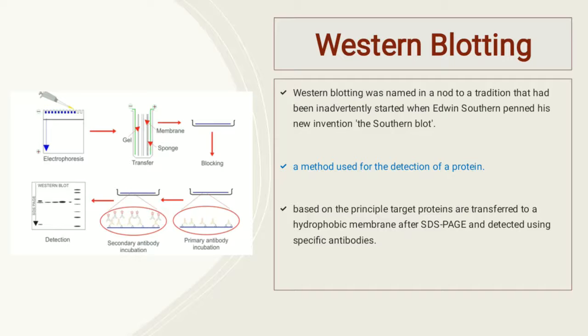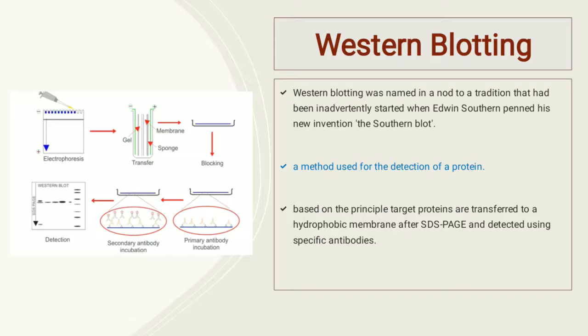In Western blotting, you will use SDS-PAGE. SDS-PAGE is basically sodium dodecyl sulfate polyacrylamide gel electrophoresis. After performing the gel electrophoresis, you will have to transfer the protein bands that you get on the gel onto the nitrocellulose membrane. Here is the difference: in Western blotting, we will use electric current to transfer the protein bands from the gel to the membrane.